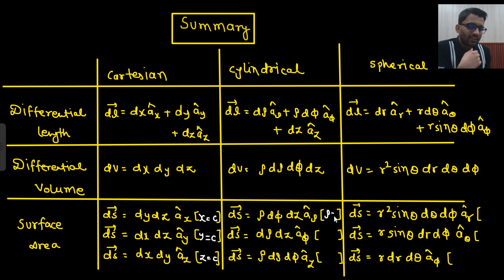Here what was the surface? Rho equals to constant. Here what was the surface? Phi equals to constant. And here what was the surface? Z equals to constant. In this case, what was the surface? R equals to constant. Here theta was constant, and here phi was constant. Well and good.